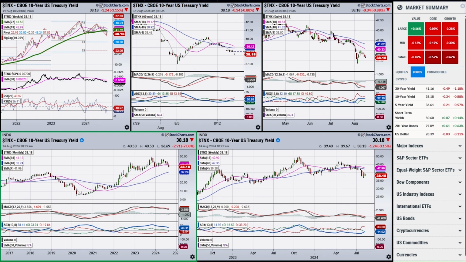All right, let's move on. I do want to go through just the 10-year yields, and then I'm going to cover a few commodities. I just want to cover a few things that I think are pretty important.